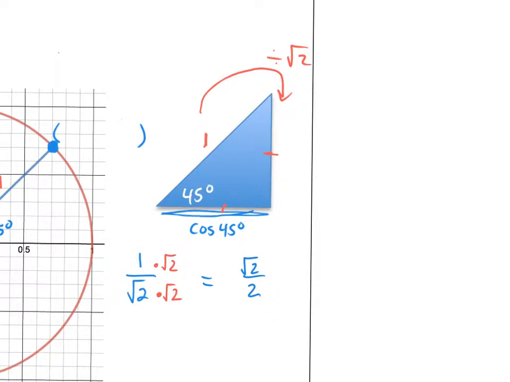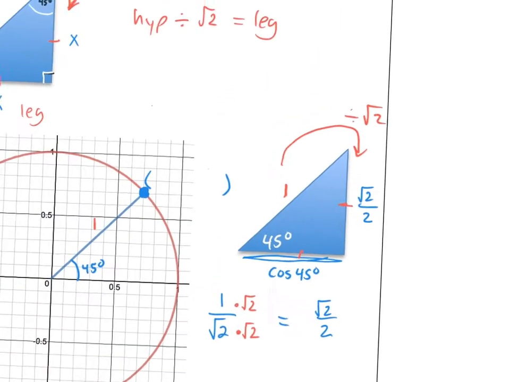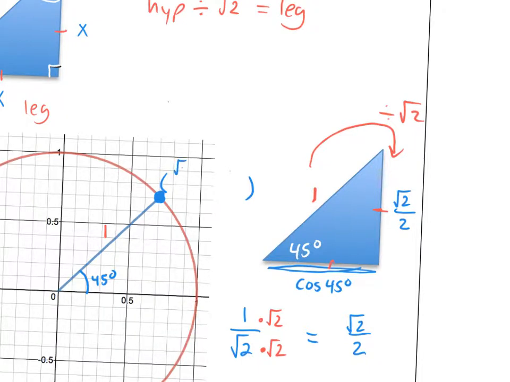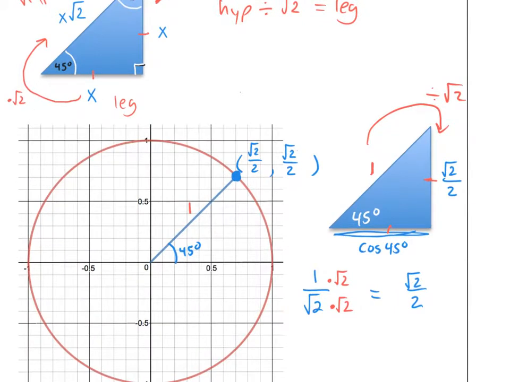So I just found the length of this side of the triangle to be radical 2 over 2, which means I just found the cosine and the sine of 45 degrees. Without using my calculator, I just used a 45, 45, 90 triangle. A 45 degree angle there. To find the point here on the unit circle, I used the 45, 45, 90 triangle, and I know they're the same because it's an isosceles triangle.